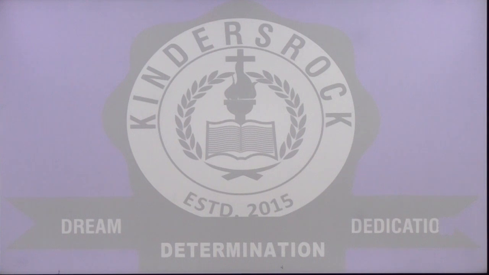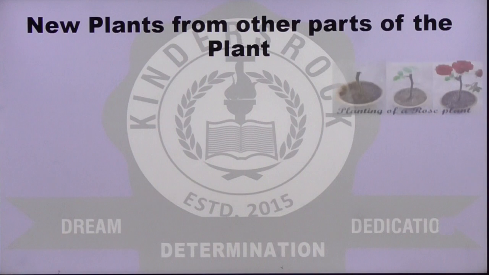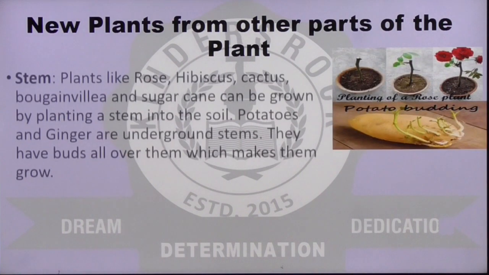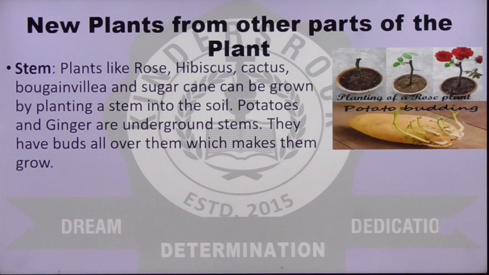Let us look at new plants from other parts of the plants. The first one is stem. Plants like rose, hibiscus, cactus, bougainvillea and sugarcane can be grown by planting a stem into the soil. Potatoes and ginger are underground stems. They have buds all over them, which makes them grow.